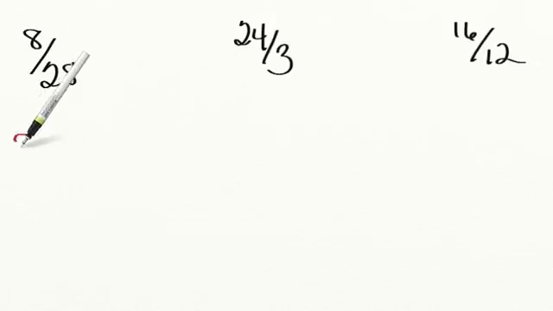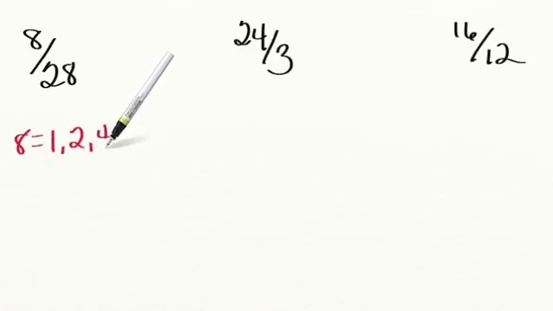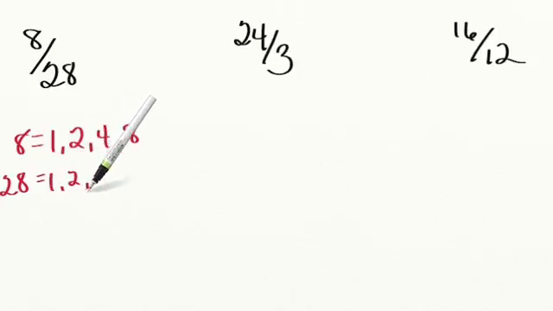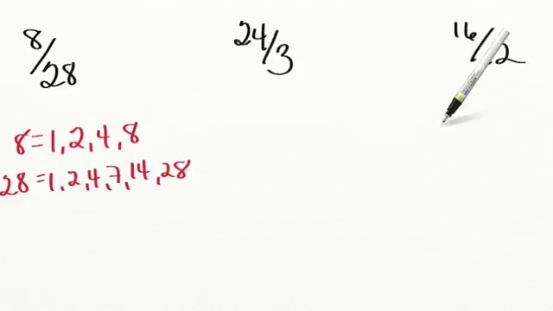Let's go ahead and look at the number 8. The factors for 8 are 1, 2, 4, and 8. The factors for 28 are 1, 2, 4, 7, 14, and 28. Alright, so what we need to do is find the greatest common factor that they both share. Does 28 have a factor of 8? No, it doesn't, so now we move on to 4. 4 is a factor of 8 and 28, and it's the greatest common factor that they both share.